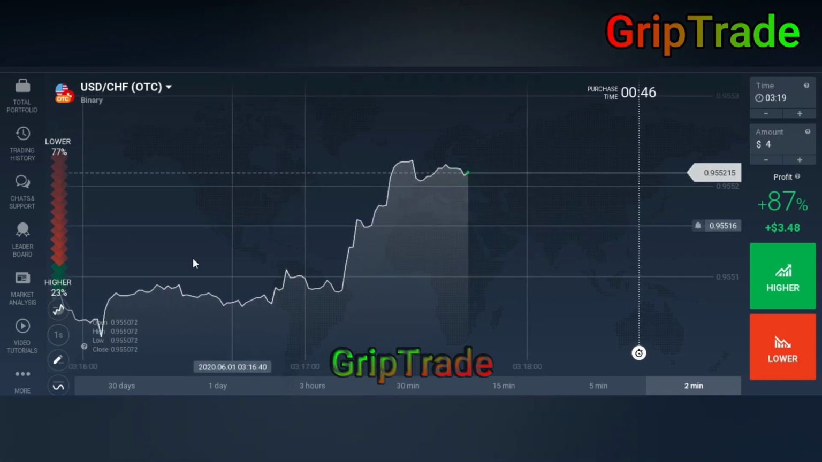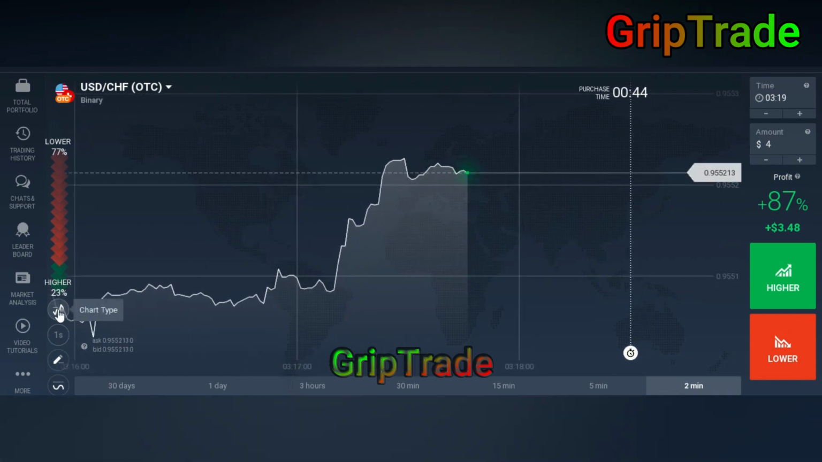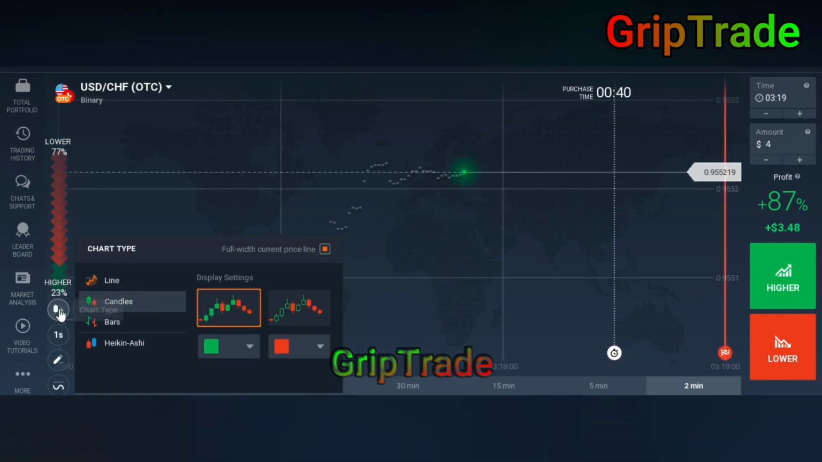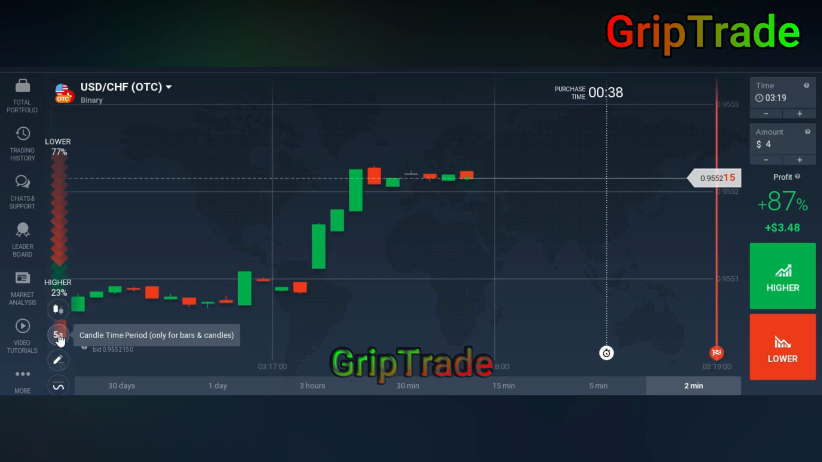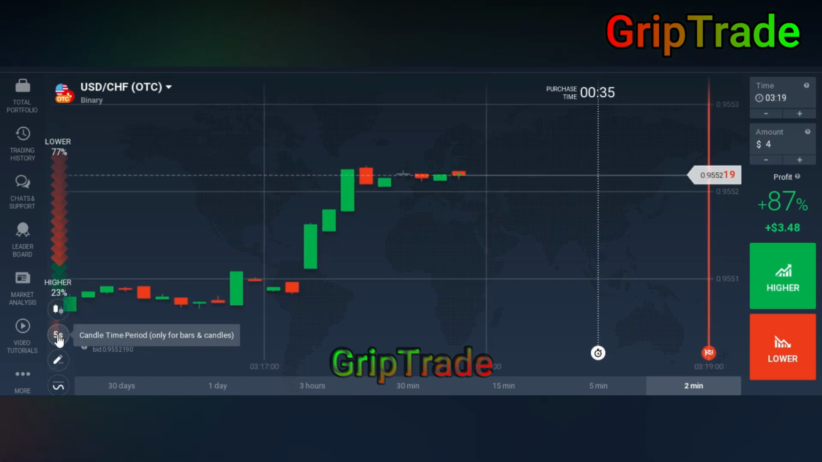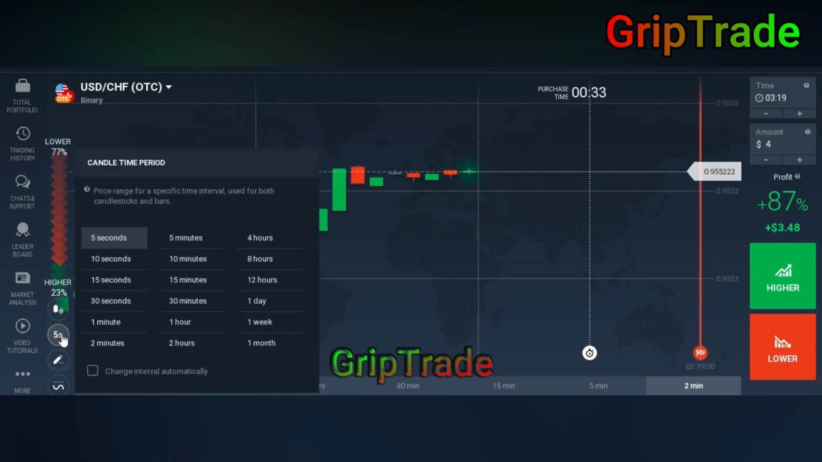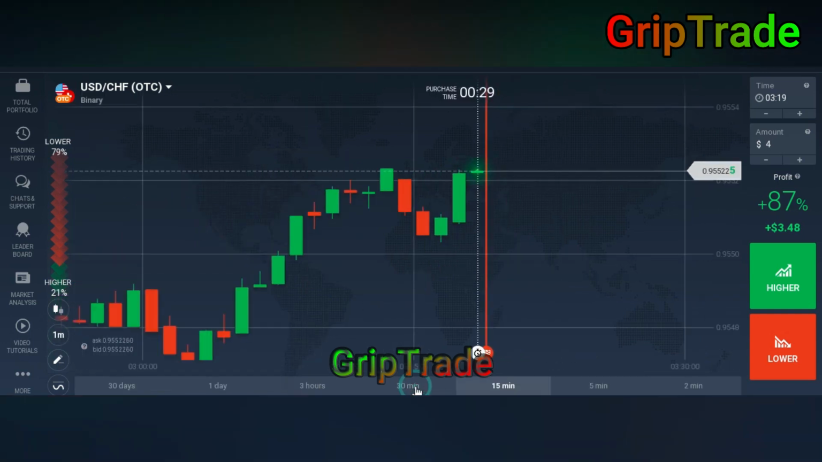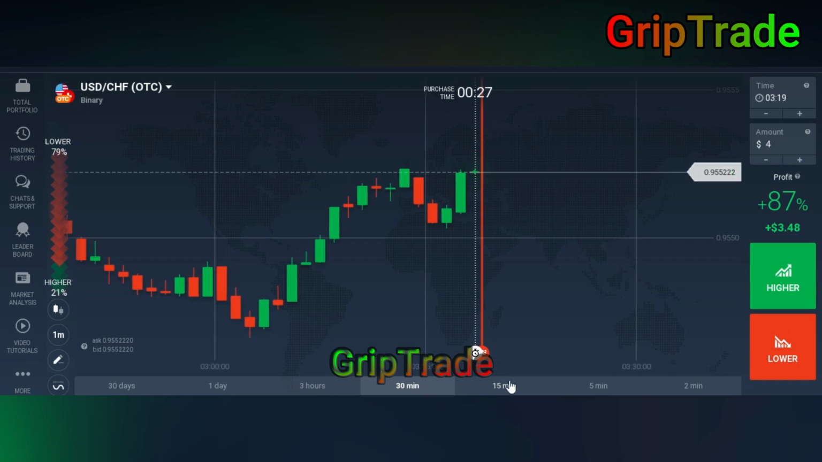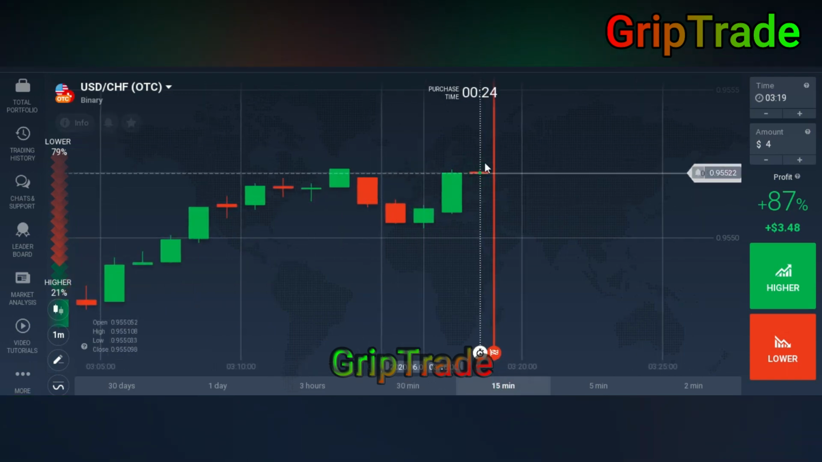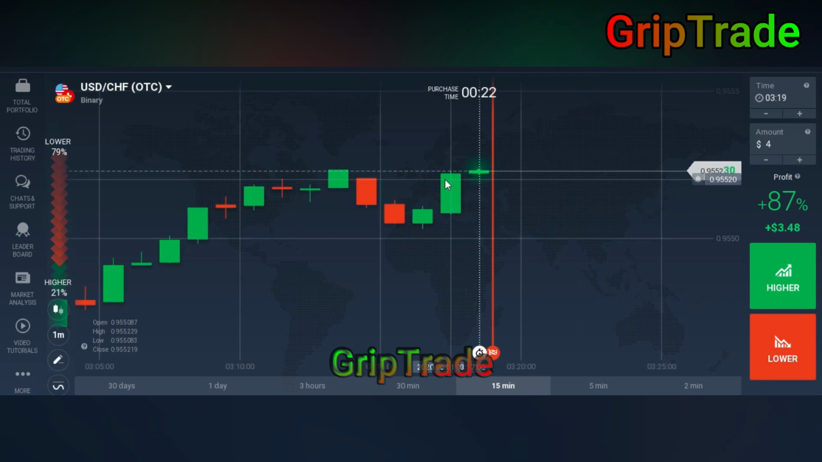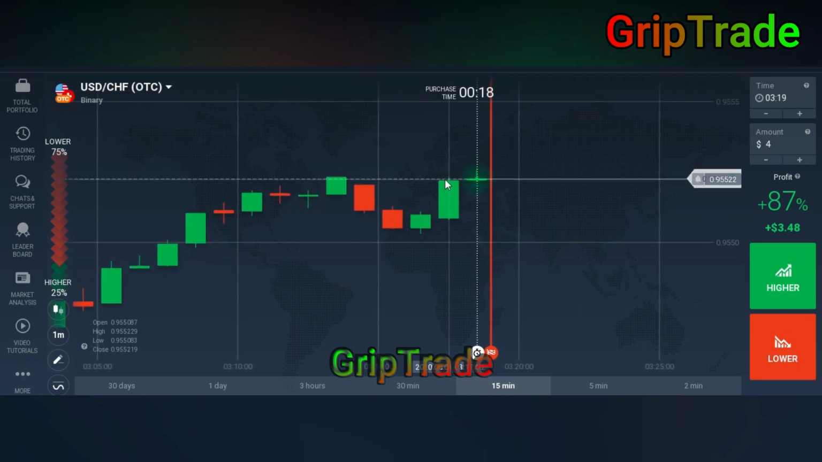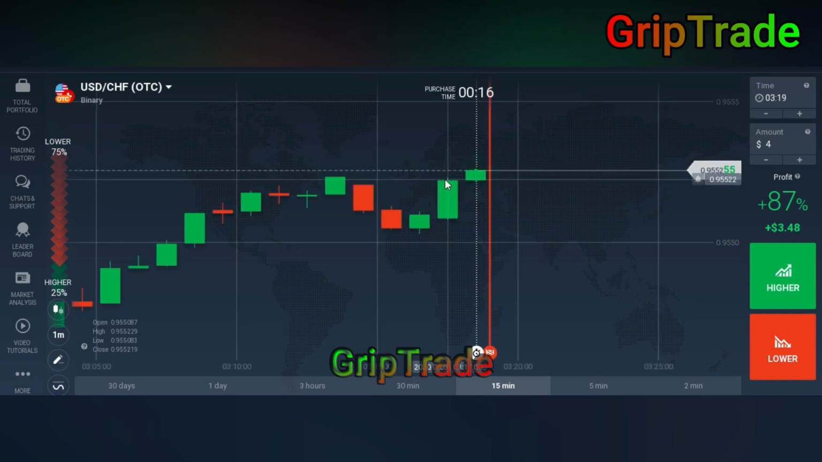Now what you need to know is that you need to set the chart type as candles. The second thing you're going to do is set the candle time period as 1 minute. There you go. So this is the 1 minute candle time period. Each candle represents a 1 minute time frame. So that's a pretty normal thing.